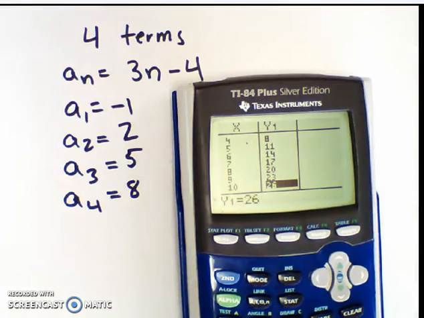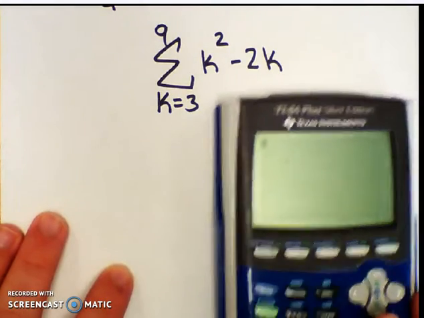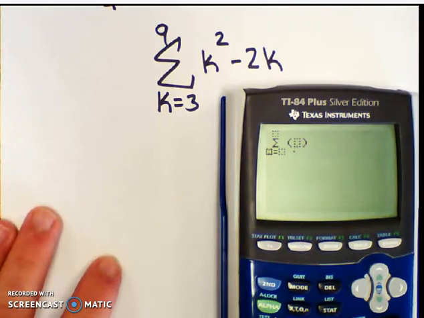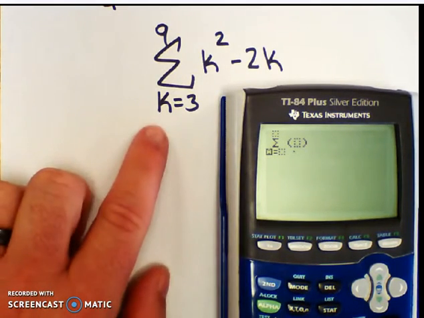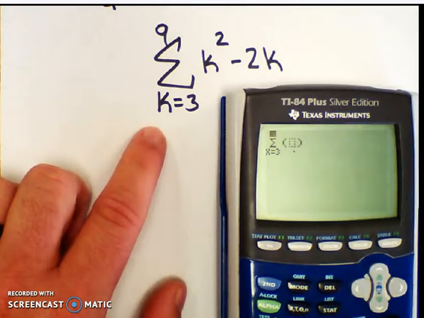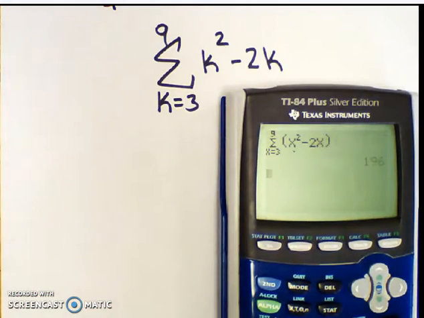Okay? Alright, put the summation in, hit alpha window. It's the second one on the list. I use X's, you can use K's if you want to, just hit alpha on whatever K is, but X, and then 3 to 9, and then just type in the equation. Whatever the equation happens to be, it gets you 196.